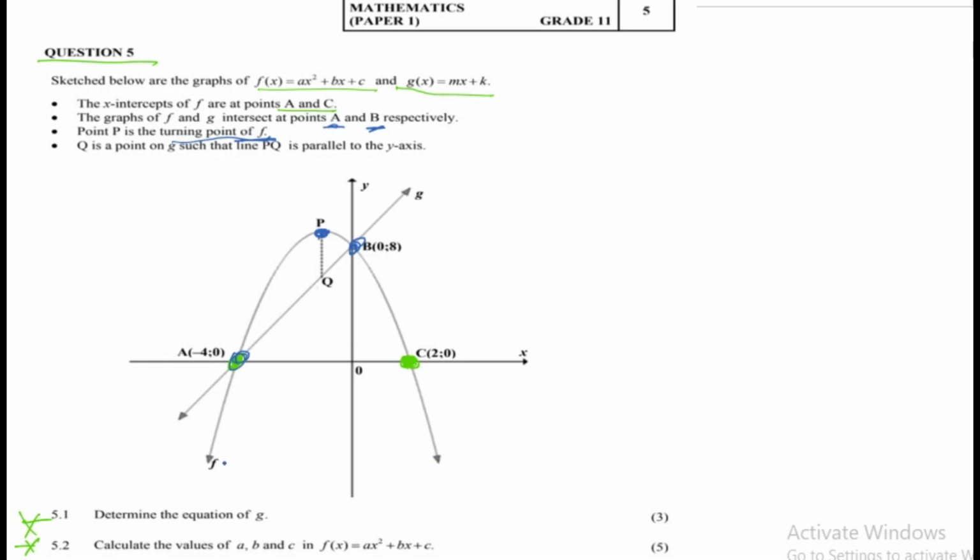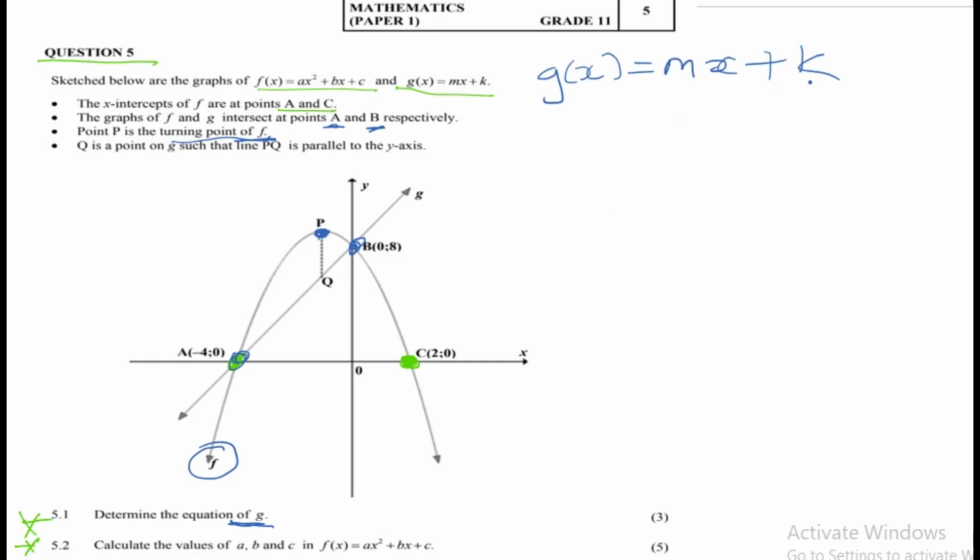All right. So this one is function f. This one is g. The straight line is g. The parabola is f. So now they say determine the equation of g. What is our g here? Our g is g of x is equal to mx plus k.